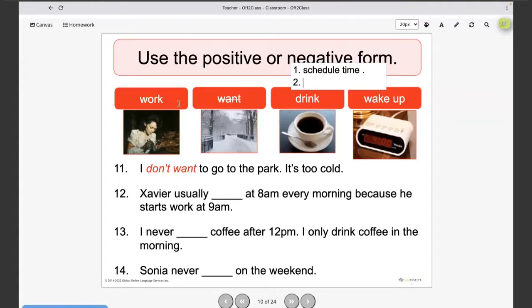So this is the first use, the present simple in a schedule time. The second use is for permanent situations, Nora. So I say permanent situation, it means not temporary.